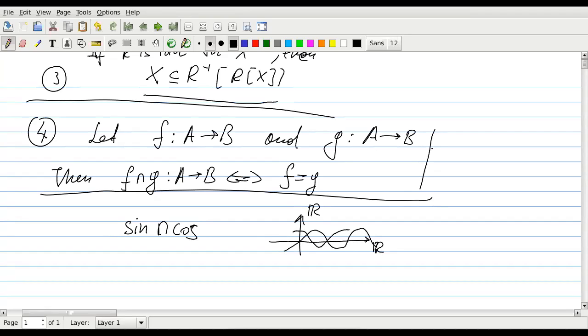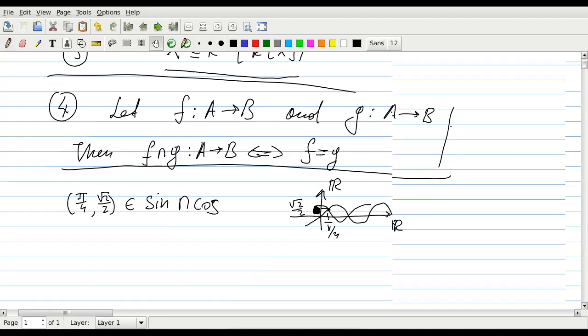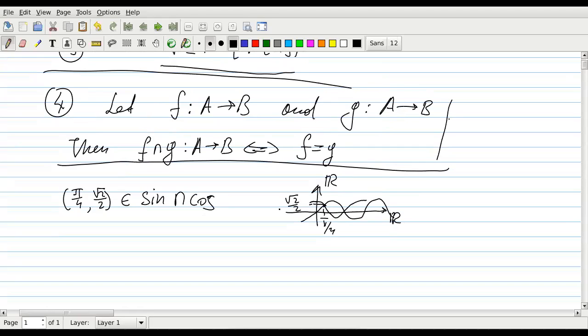Pi over 4 plus 2 Pi k, but this is just the first coordinate. And what about the second one? Square root of 2 over 2. So this point belongs to the intersection. Is it clear? I think it is. And of course, the intersection is not total. So it's not a function from reals to reals. But what can we obtain in general?